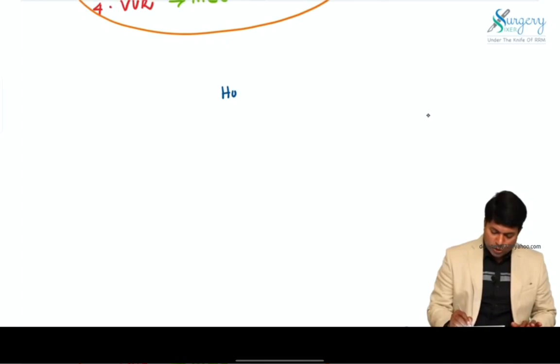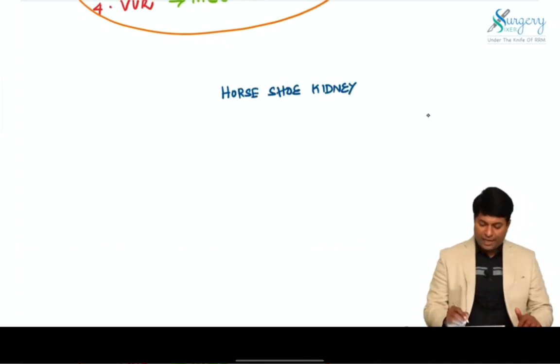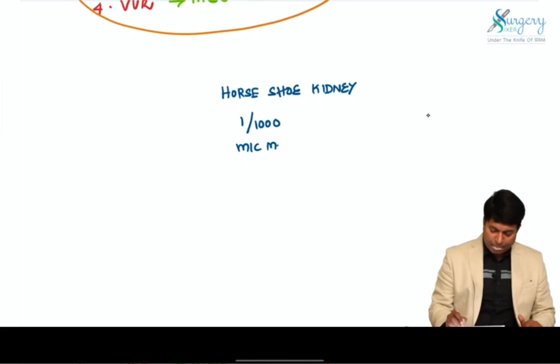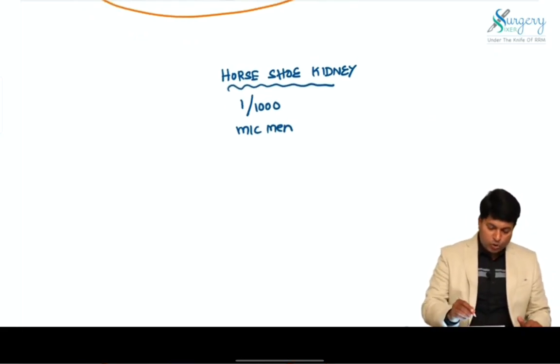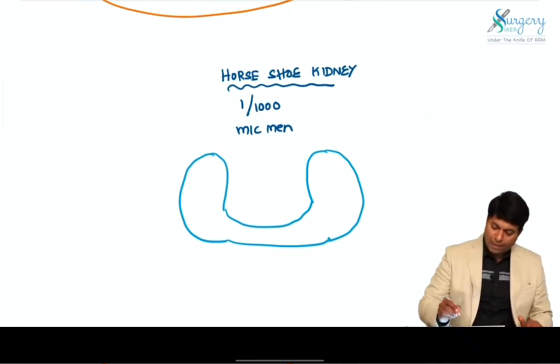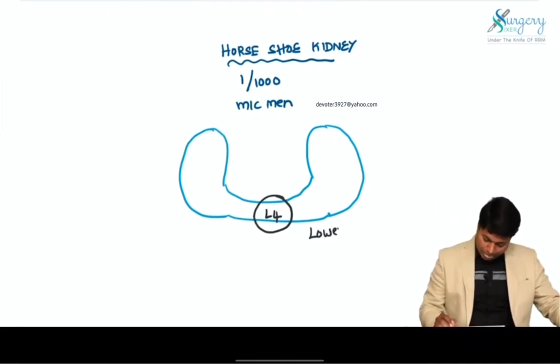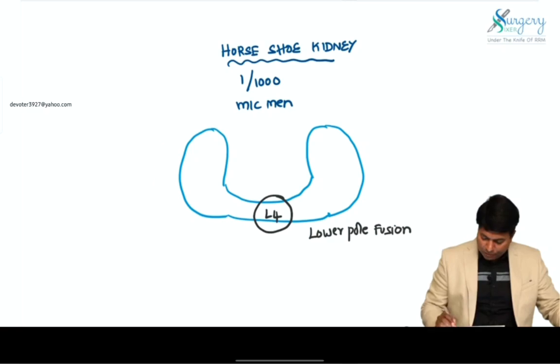Next I am coming to horseshoe kidney. Horseshoe kidney is seen in 1 in 1000 and is most common in men. Very interesting. Usually the kidney is fused at the upper pole or lower pole. It is usually fused at the lower pole. At the level of which vertebra? At the level of the L4 vertebra. Please don't forget, lower pole fusion at the level of L4 vertebra is common.